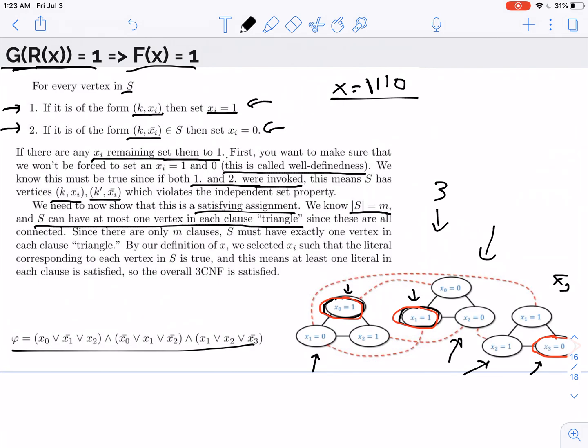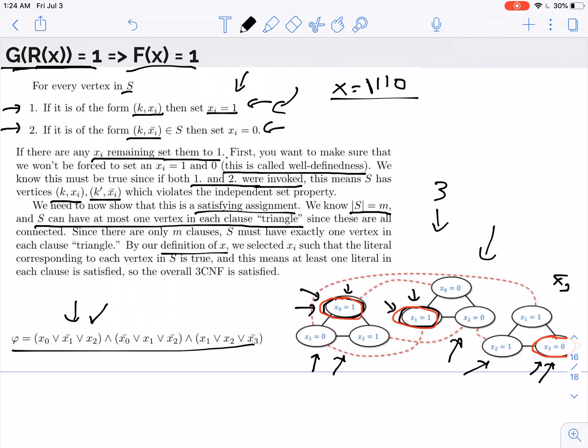So by our definition of X, remember this procedure that we defined above, we selected xi's such that the literal corresponding to each vertex in the set S is true, right? So each vertex in the independent set, and we know there's exactly one vertex in each clause, will be true. And that means that based on the way we defined this graph, each of these triangles corresponds to a clause in the initial formula, and the way we defined our X was by making sure that one variable in each clause was true. And that means that the 3CNF f must evaluate to true, right? Because for the first clause, as we just showed, there must be some vertex in the independent set that's in that clause. And then we know that our procedure made us set X such that that literal would evaluate to true. So this first one evaluates to true.